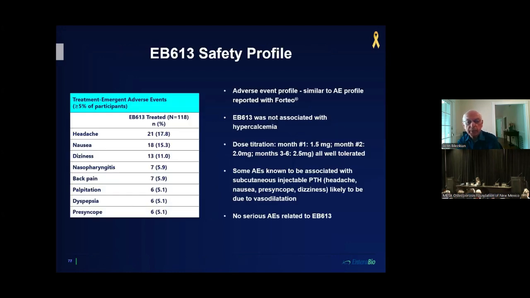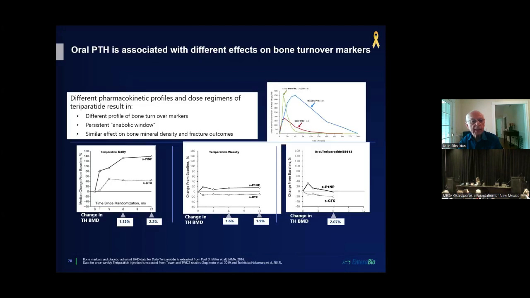Here is the safety profile of this drug that's in development. And again, as you would expect, a lot of these effects are what you would expect of a parathyroid hormone as a vasodilator: the headache, the nausea, the dizziness, palpitations are part of what we see when we use these PTH analogs. Now, very interesting, this oral PTH shows a difference in bone turnover.